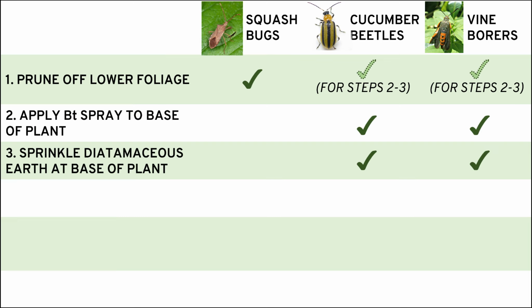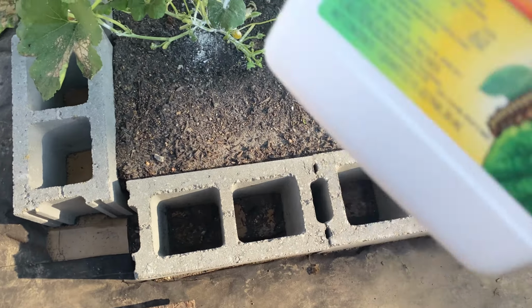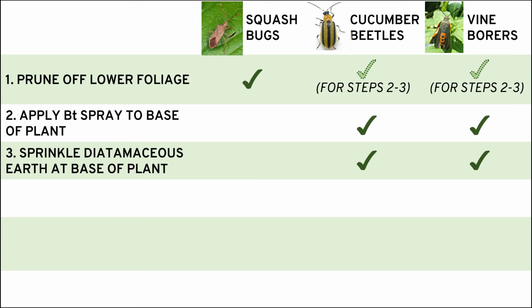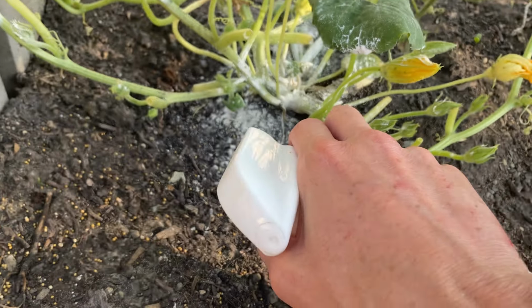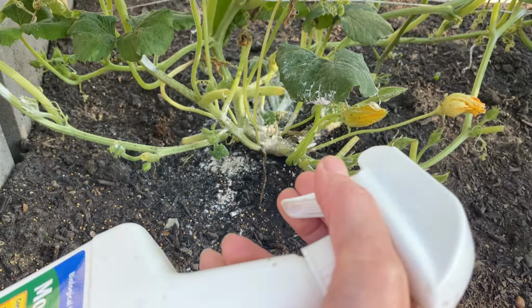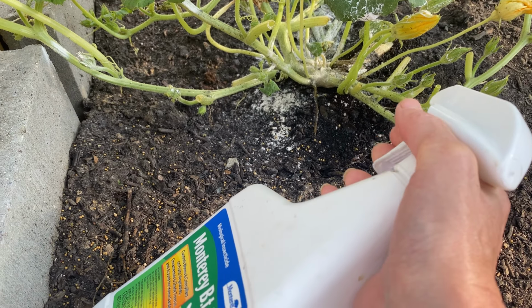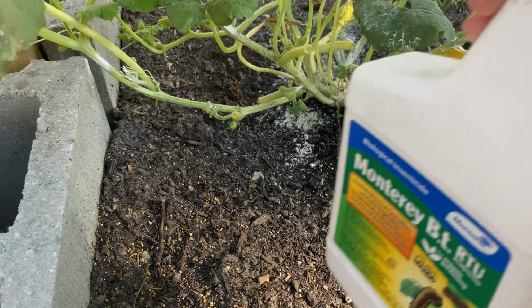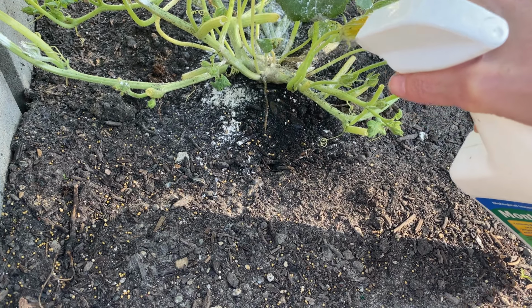Steps 2 and 3 are to apply a BT spray to the base of the plant. This is a naturally occurring bacteria. You can buy this as a spray and apply it directly to the plants. It only affects soft-bodied insects. In particular, it goes after caterpillars and larvae. It does not affect earthworms. It does not affect bees. It's safe to use. So I generously apply this to the base of the plant.